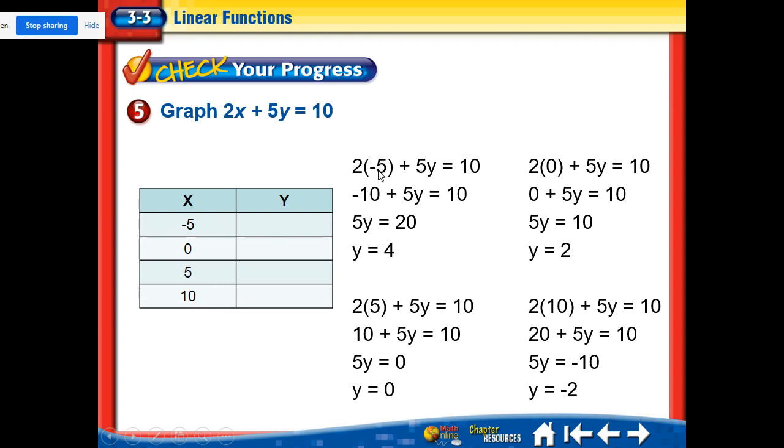So I put in -5, which gives us -10. Add 10 to the other side, so that gives me 20. Divided by 5 is 4. Put in a 0. That's just 0. Move the 0 over. Divide by 5, and we get 2. Here we get 10 plus 5y. Subtract 10 gives me 0. So y equals 0. And here we get 20. Subtract 20. It gives me negative 10. Divided by 5 is negative 2.